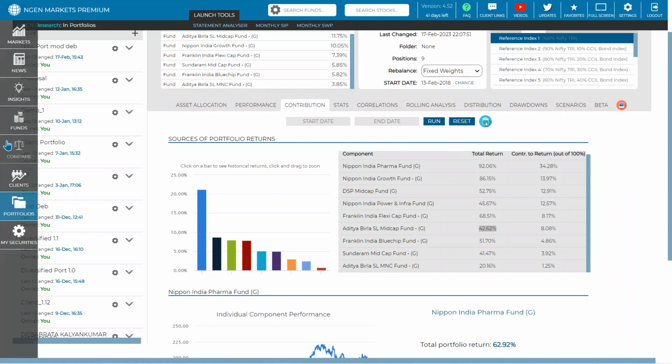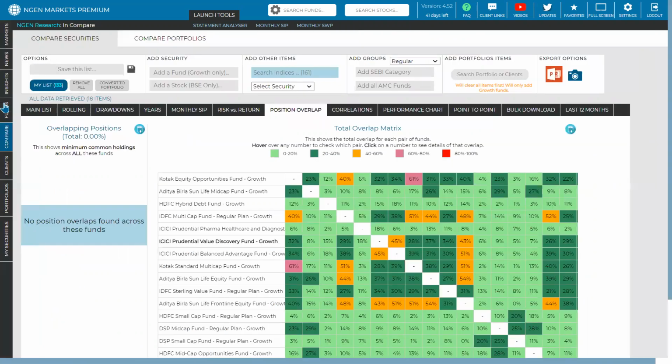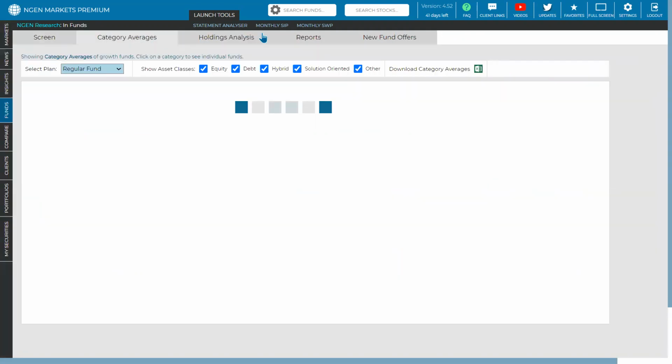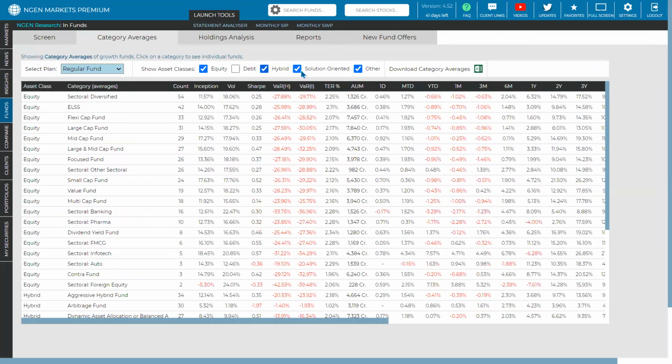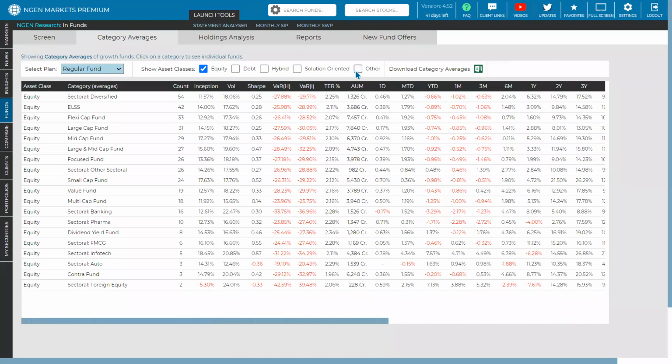Yeah, hi, this is Arnab. The reason we don't show up capture and down capture ratios in category averages is that it's a relative statistic, so it would be against a benchmark. Even when funds are in the same category, they sometimes have different benchmarks. All the stats you see here are calculated only using the NAV, all return stats. Up capture and down capture would require us to use a benchmark.